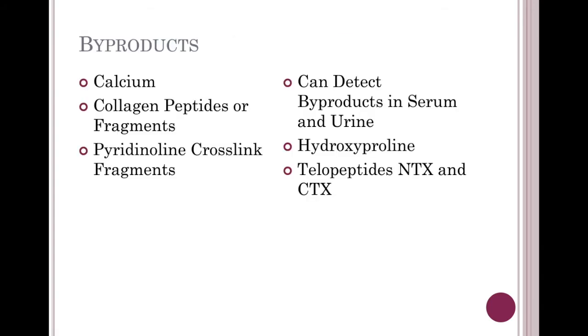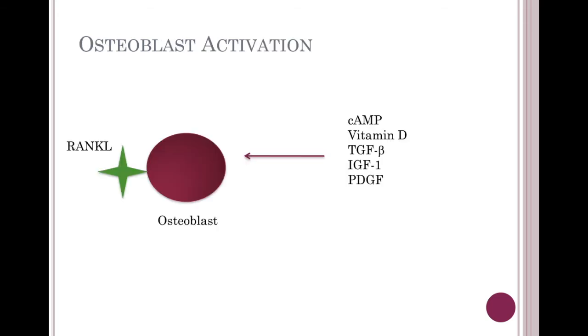So the byproducts are calcium. There's collagen peptides or fragments that are produced from this. Pyrrolidinone cross-link fragments are also produced, and you can detect many of these byproducts in serum or in urine. So all of these things can be easily detected to show that there is either a normal or an excessive amount of bone resorption occurring.